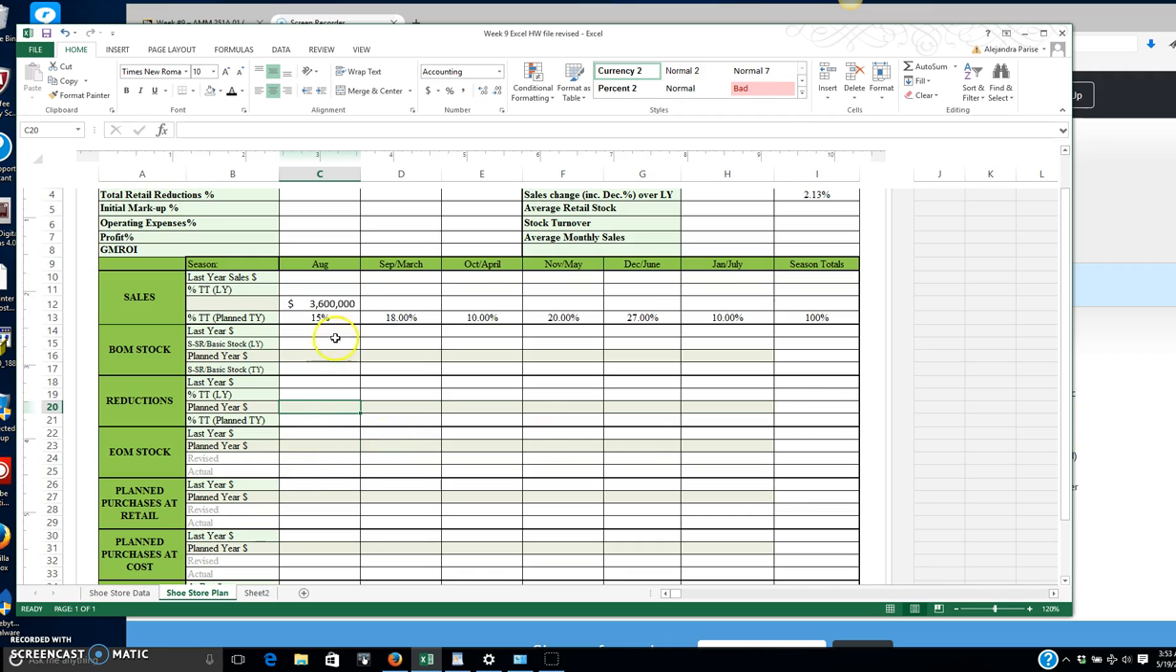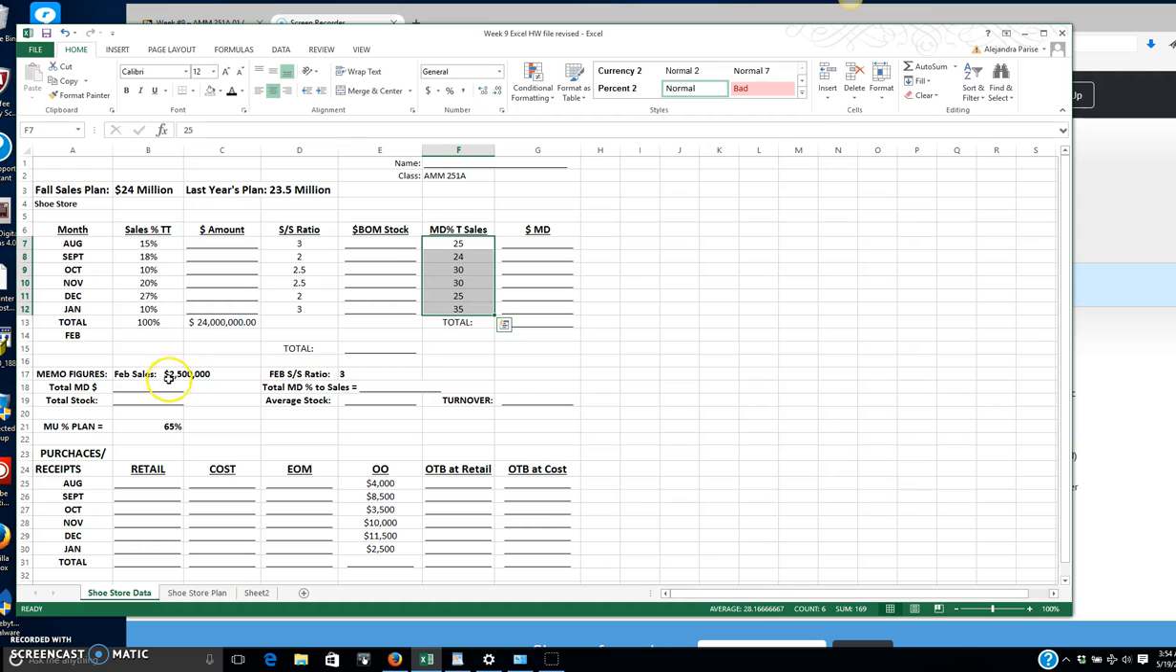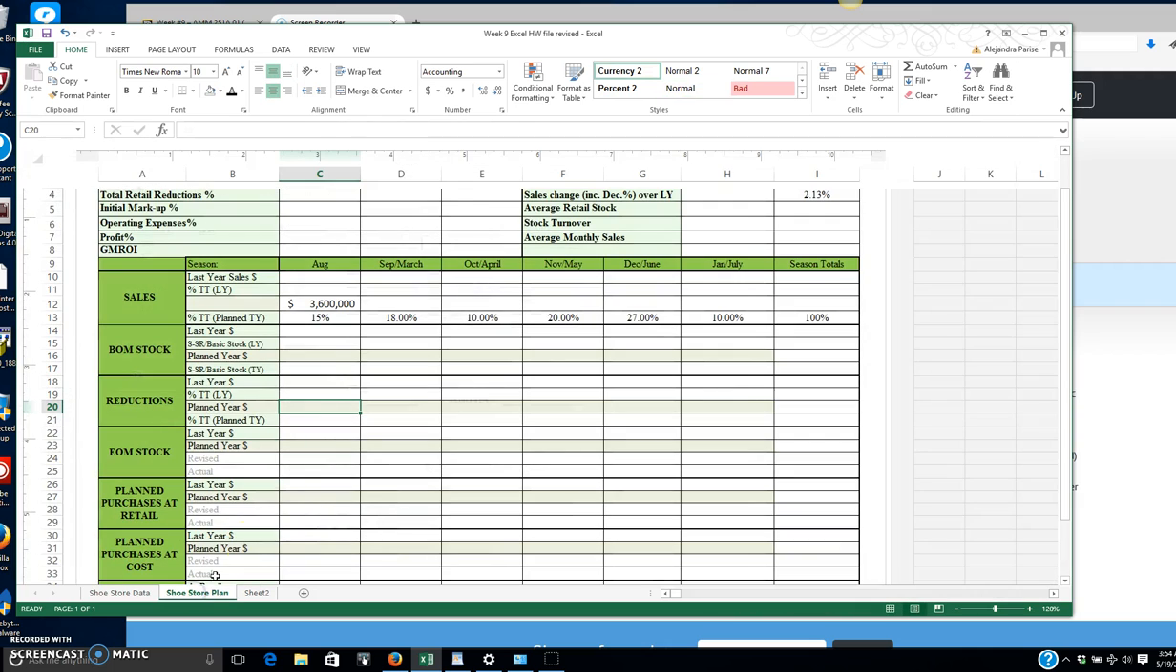EOM stock is the BOM of the next month. So the BOM of the next month should go here, BOM, BOM, BOM. The only problem would be January, and it's not really a problem because you got the memo where they're giving you sales and stock to sales ratio, so you can determine the BOM for February, which would be the EOM for January. Planned purchases, don't worry about revised or actual.